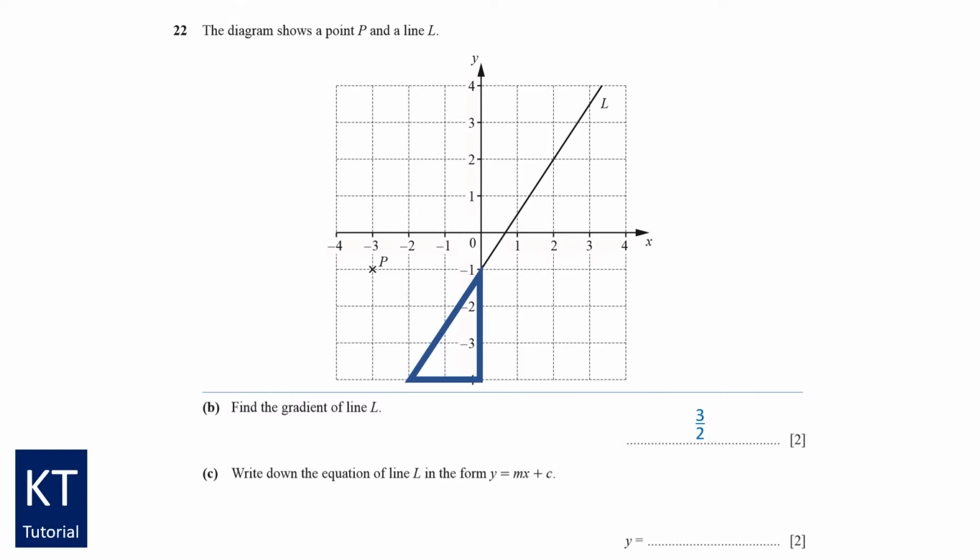Next, write down the equation of line L in the form of y equals mx plus c. With m being the gradient and c being where the line intersects the y-axis, the equation is y equals 3/2x minus 1.